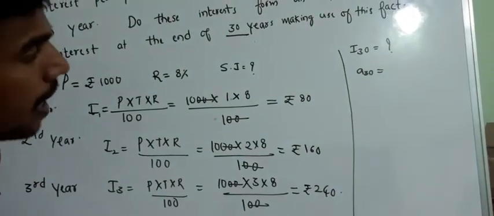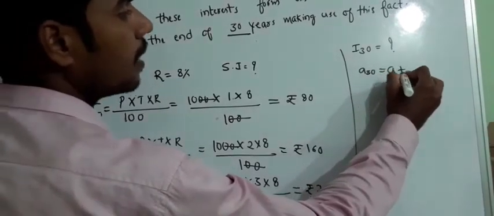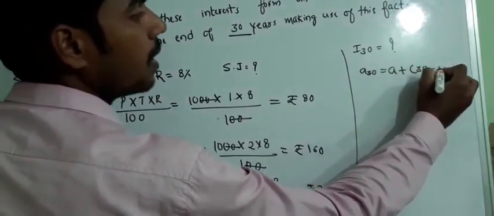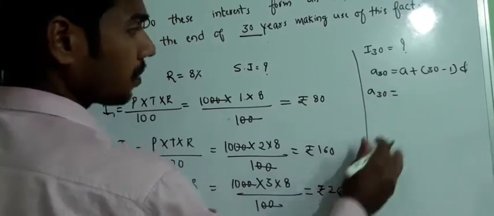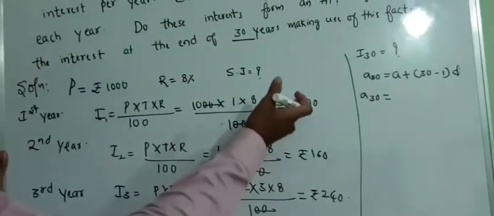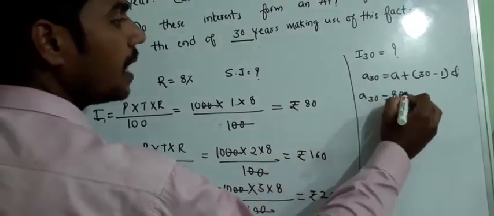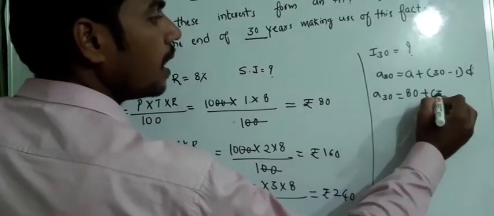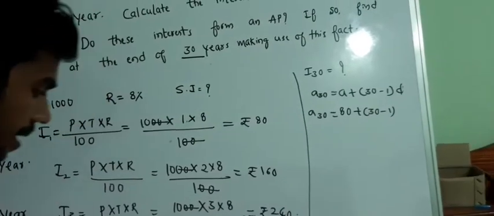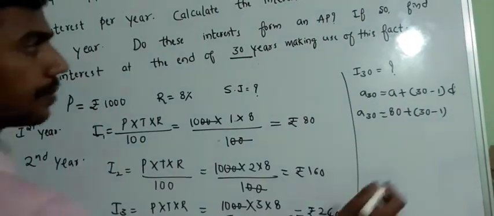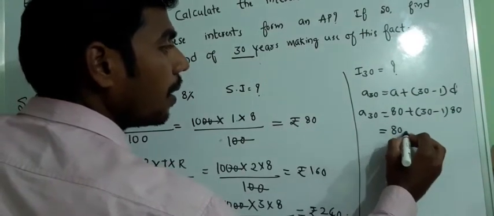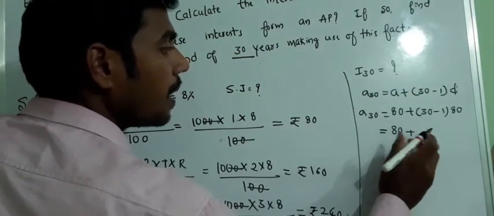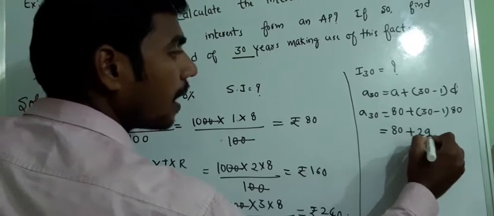So what is the formula? A plus 30 minus 1 into D. So A30 is equal to, what is A here? A is 80 rupees. 80 plus 30 minus 1, into what is D here? D is 80. Okay. 80 plus 30 minus 1 is nothing but 29.